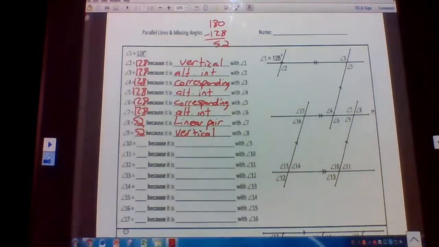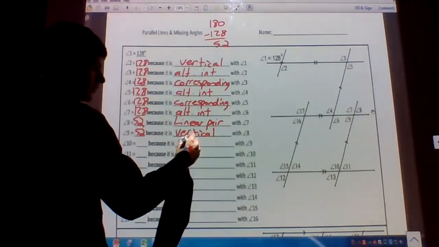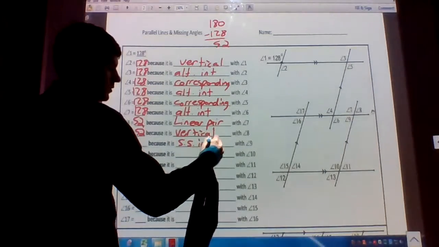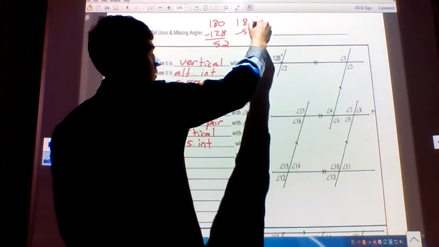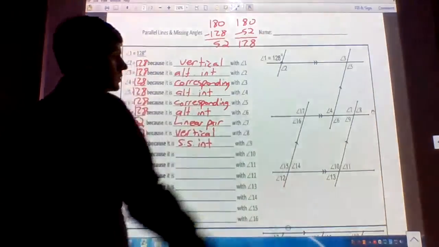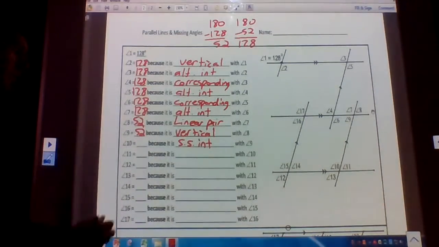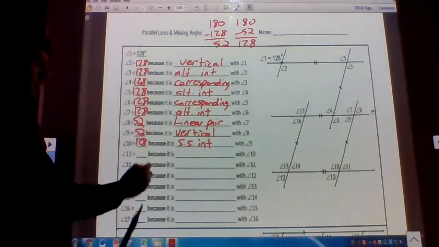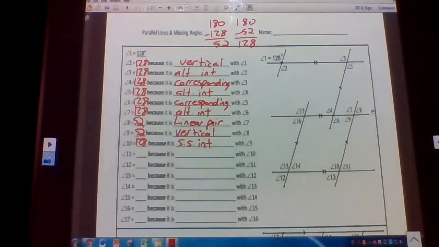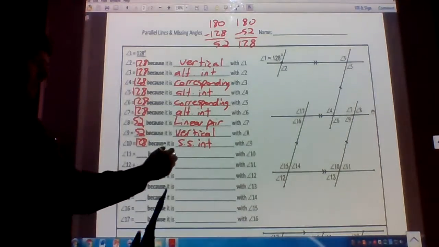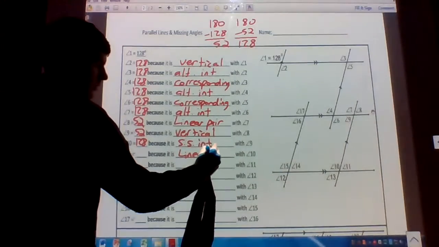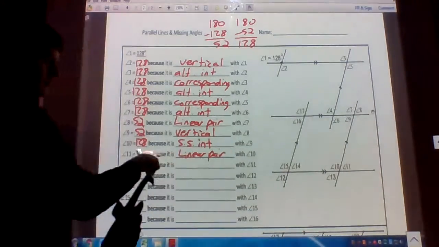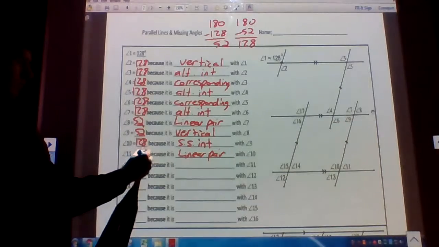9 and 10 are same side interior. We know same side interior angles are supplementary, so it's going to be 128. 180 minus 52. 10 and 11 are a linear pair, so they're supplementary, so it's going to be 52.